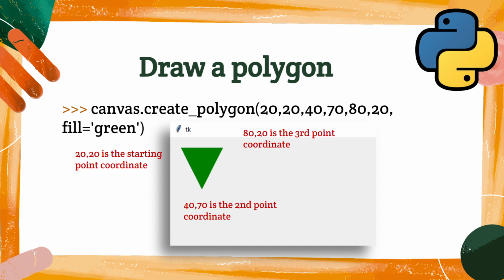Here is the screenshot of the canvas output. Still, the smaller y value will be at higher elevation. So, 2020 is at the top left, and 4070 is at the middle bottom, and then 8020 goes up to the top right at the same level as the first point.